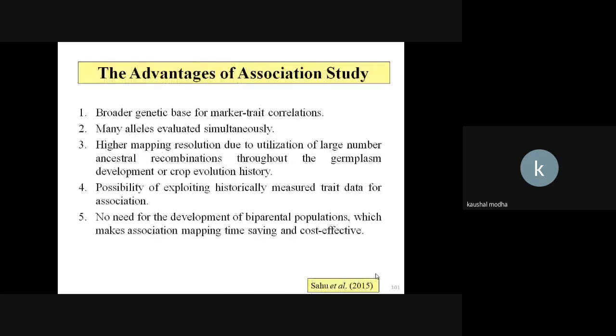But nowadays, by applying speed breeding, we can also develop RILs within 1 year in most crops. So we have to compare linkage mapping and association mapping with that in mind.